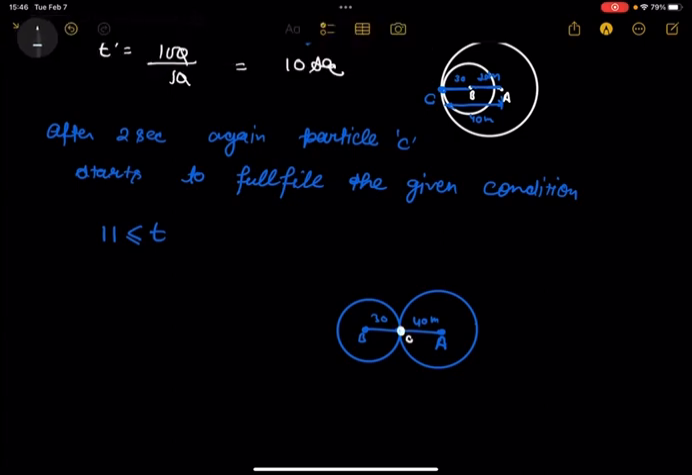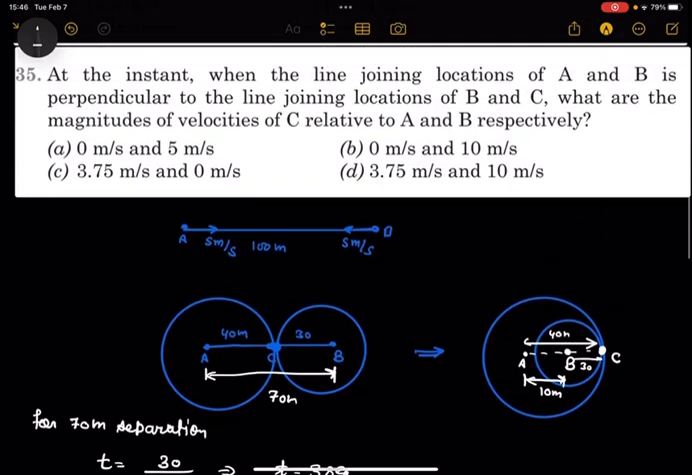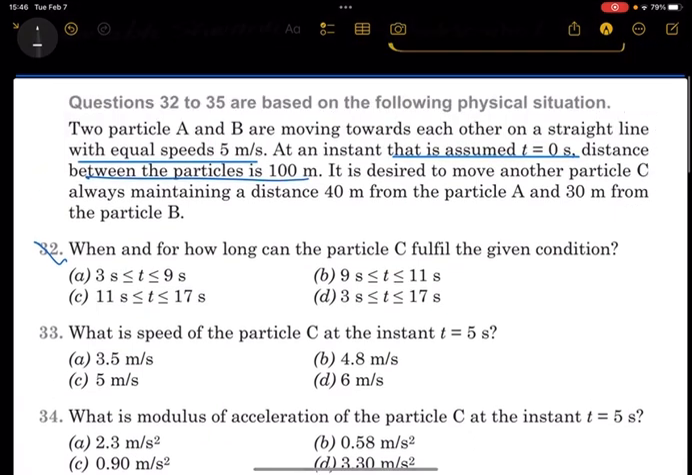So again how much time is taken? 70 by 10, that is called 7 seconds. So 11 plus 7, you can write, is less than 17 seconds. So again we can write finally 10 plus 7. So what is the answer if I am writing?